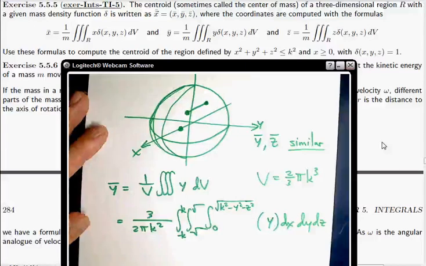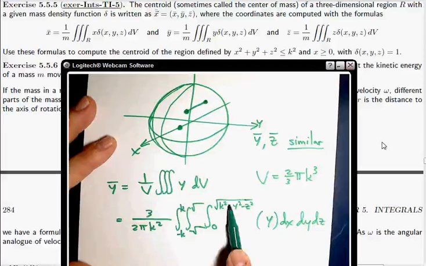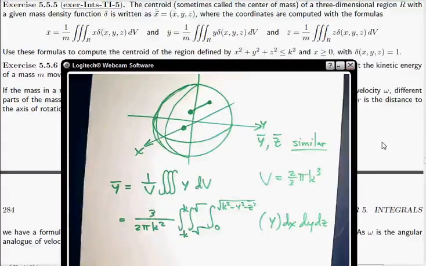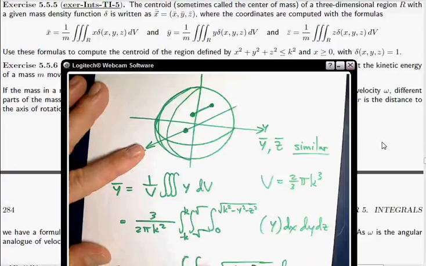So let's see if we can anticipate how bad this integration is going to be. Well, when I do the antiderivative of y with respect to x, I'm going to get xy. This is going to get plugged in for x. So I'm going to have y times this square root. And that won't be too bad when I do a y antiderivative of it. Let's write it down. This integral here is going to be y times the square root of k squared minus y squared minus z squared dy. And this is not a bad antiderivative.